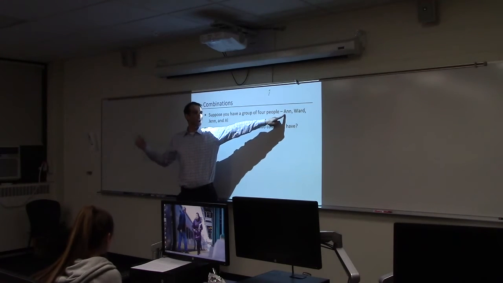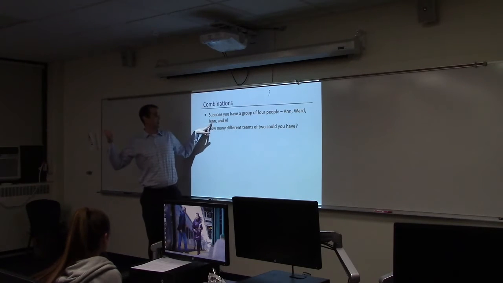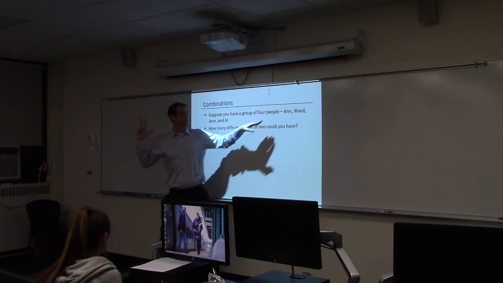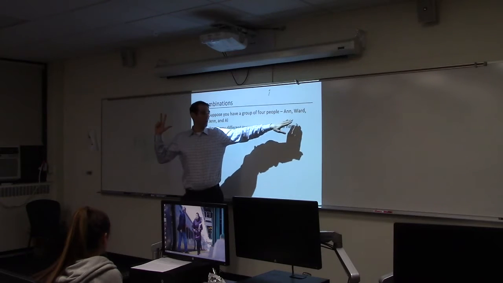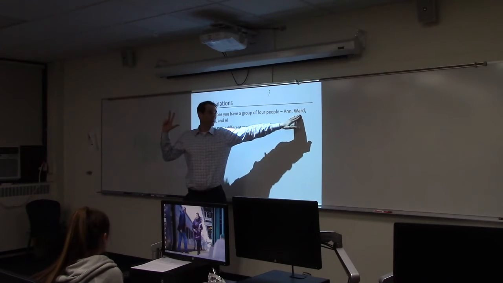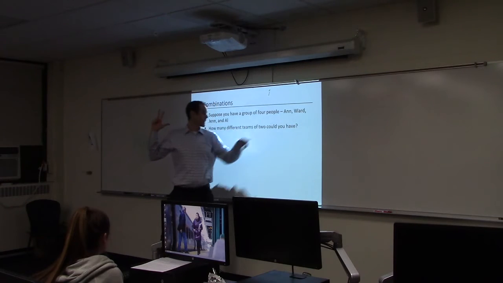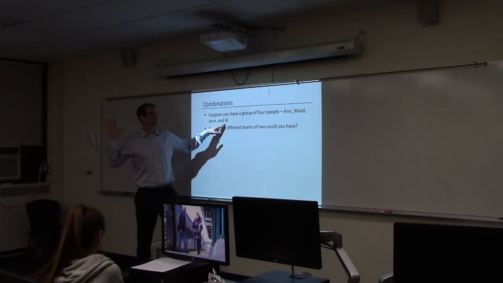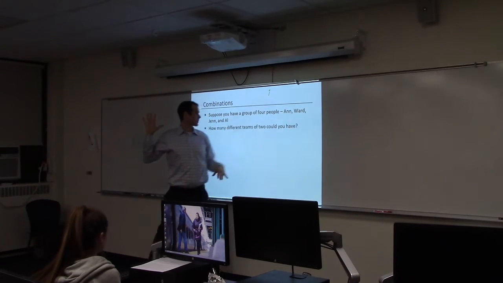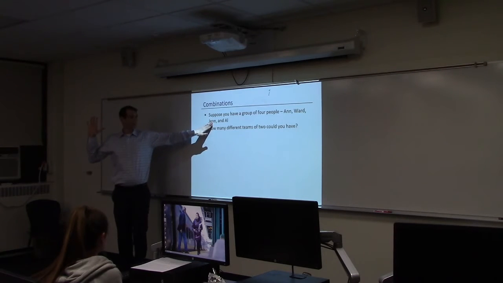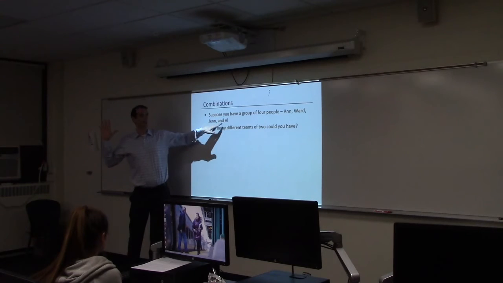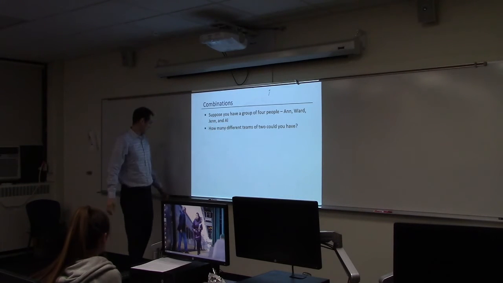So we could have a team of Ann and Ward. That's 1. We could have a team of Ann and Jen. That's 2. We could have a team of Ann and Al. That's 3. All right, we've gone over all the teams with Ann on it. Now, how about all the teams with Ward on it? We've already got Ann and Ward. How about Ward and Jen? That's 4. How about Ward and Al? That's 5. So we've got all the teams with Ann, all the teams with Ward. Teams with Jen, we've already got Jen and Ward, Jen and Ann. We need to add Jen and Al, that's 6. Do we have all the teams with Al? Yes. All right, so 6 is the answer.